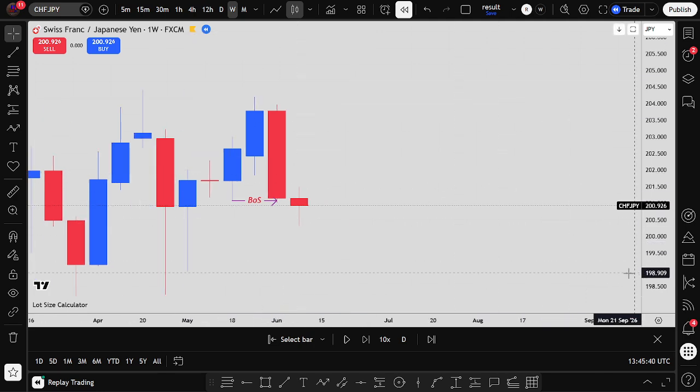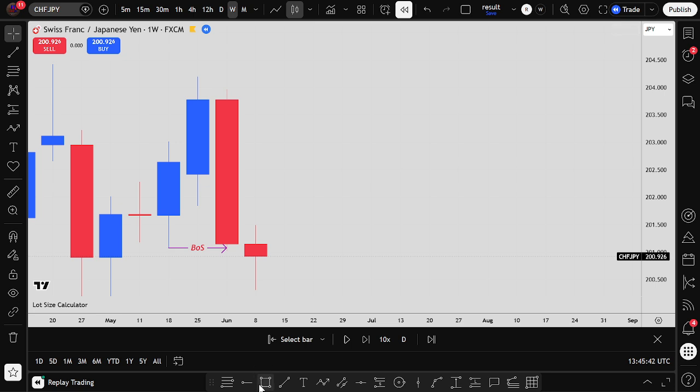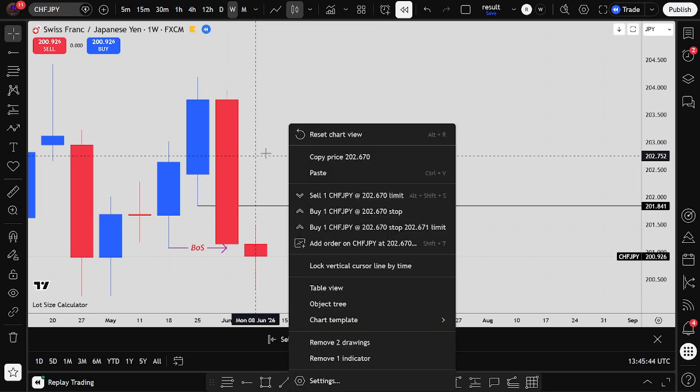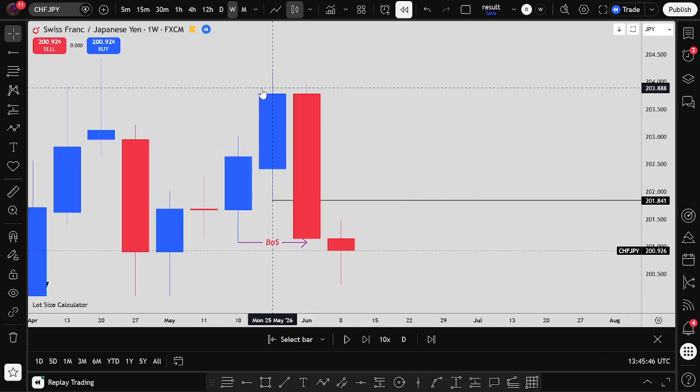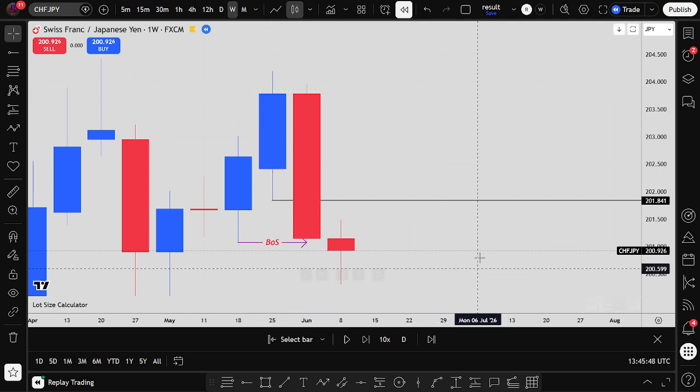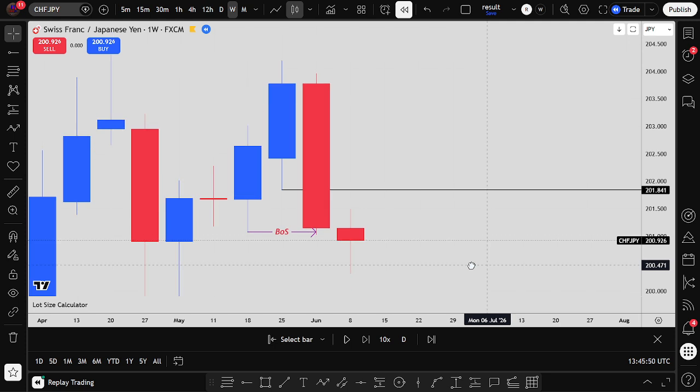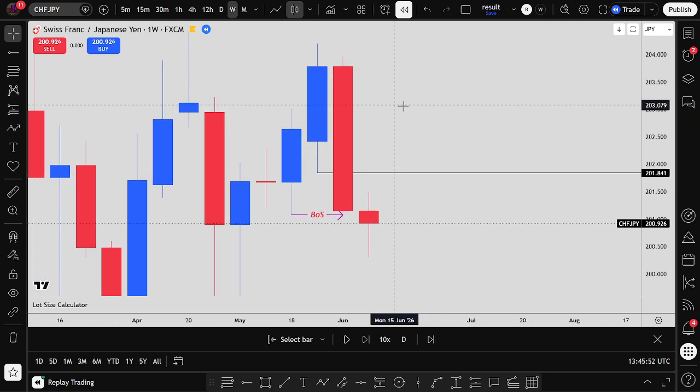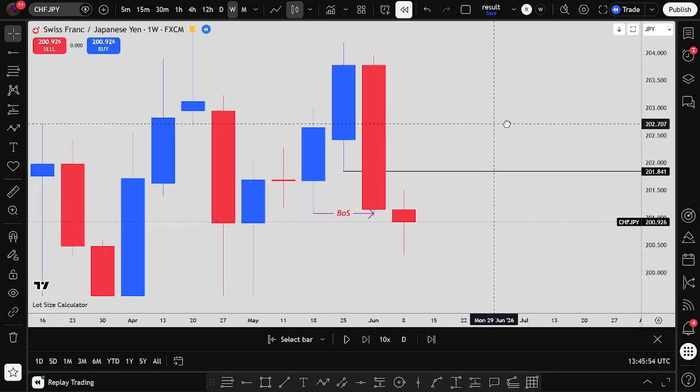Okay, look at the structure. And then you can see this candle. It is engulfed. The blue candle was engulfed by what? The red candle. It is an order block. Those who don't know about order blocks, go and learn about them.